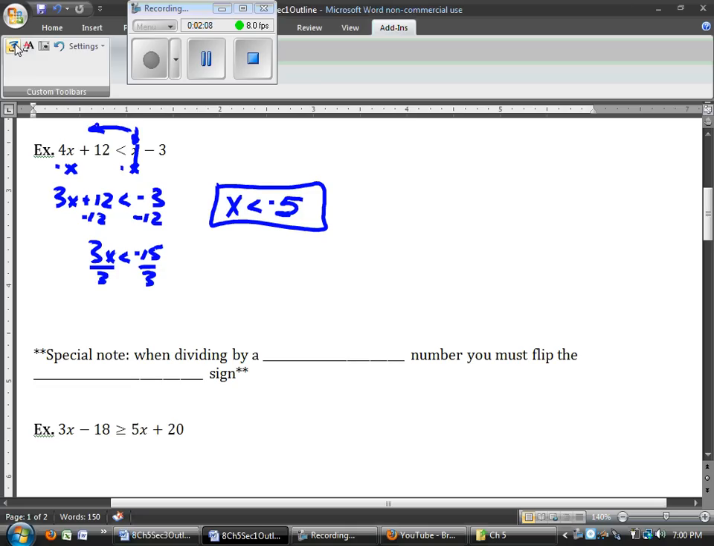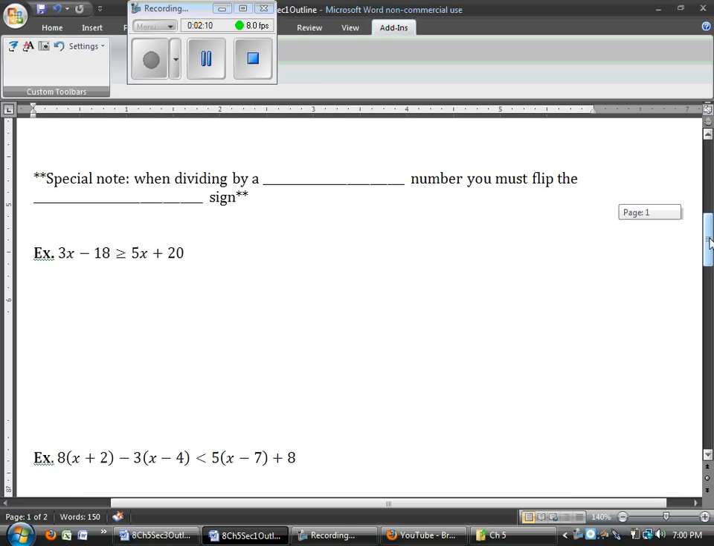Now, this next example, we have a little special note to go along with this. When I'm dividing by a negative number, I said we were going to talk more about negatives. Here it is. When we divide by a negative number, we must flip the inequality sign. So if it was less than, it becomes greater than. If it was greater than, it becomes less than.